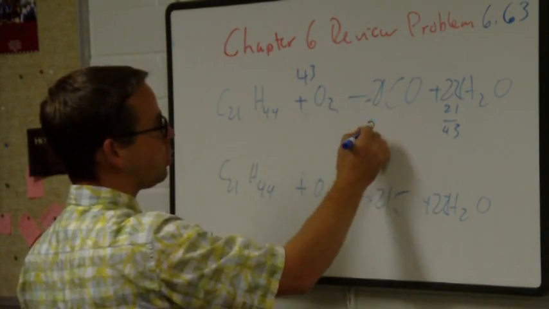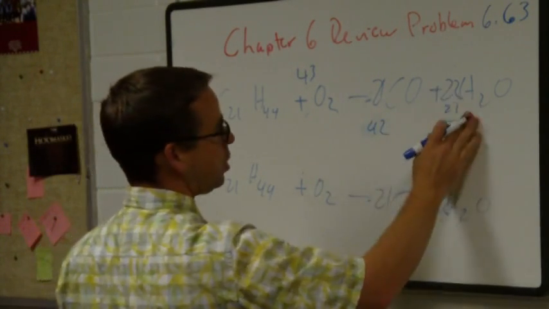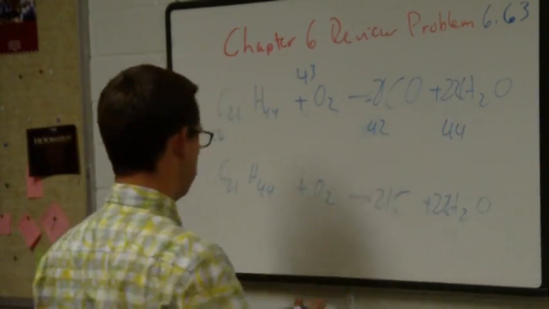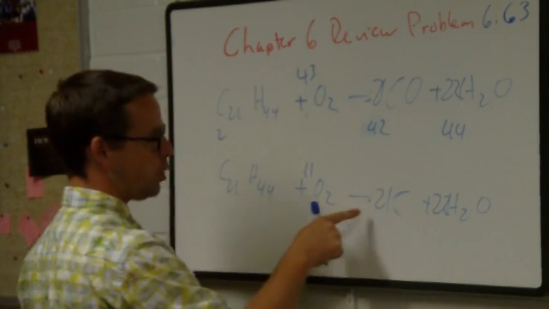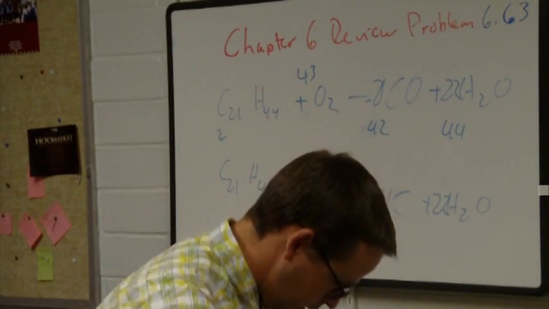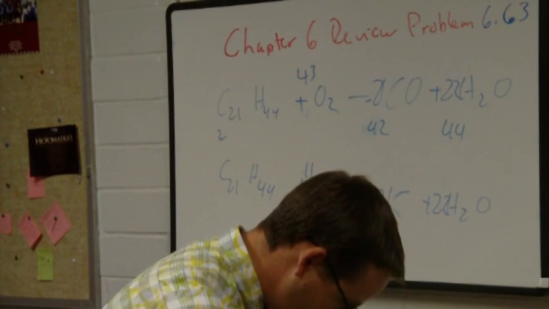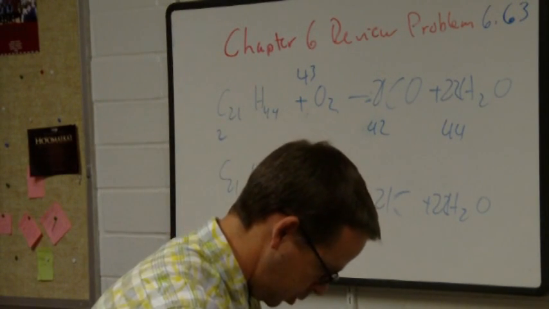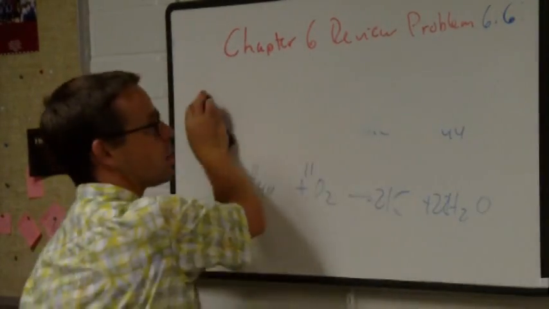So there's 43, 21 times 2 is 42, and then 22 times 2 is 44. So there's going to be 2, 43, 42, 44. And this one here, we need 22 of those, so it's going to be 11. So 1, 11, 21, 22. 663, right? Because we have 2, 43, 42, 44 and 1, 11, 21, 22. We got it. We're done. 663.